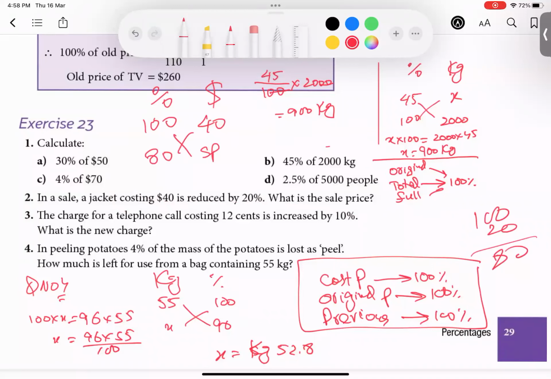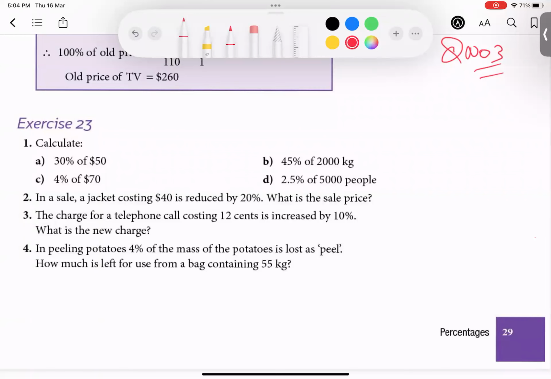So yes, wait a minute. So I hope so. So do one thing as a testing. Try question number 3 and question number 4. Question number 3 and question number 4. So now I'm starting question number 3.